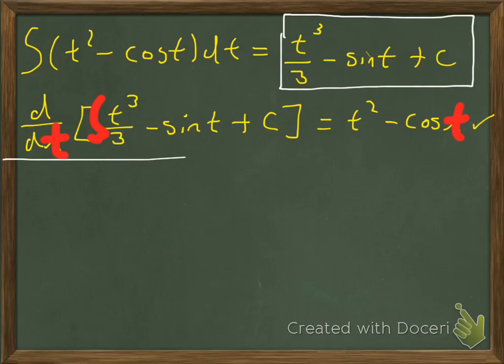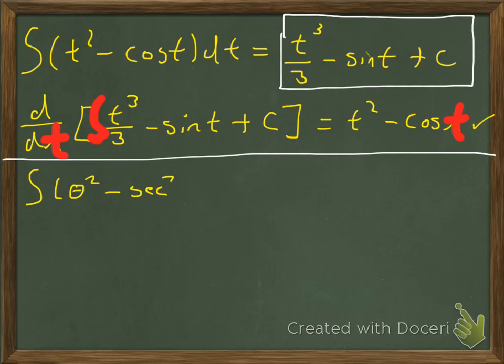And that does equal our integrand. Okay. And then we'll look at the antiderivative of theta squared minus the secant squared theta d theta. So we'll add 1 to our exponent, divide by our exponent, and the derivative of tan is secant squared. So to go backwards, the antiderivative of secant squared will be the tan. And of course, plus constant of integration.